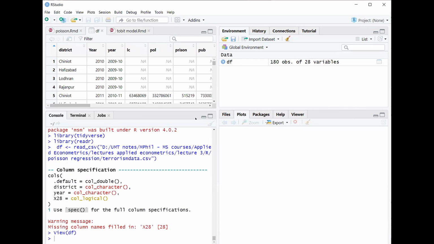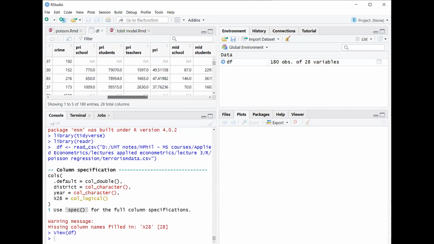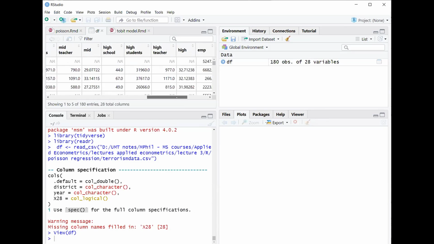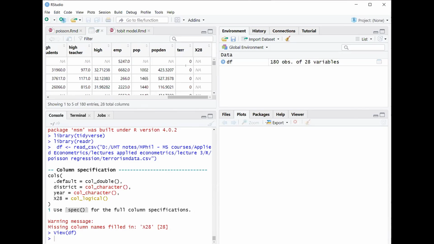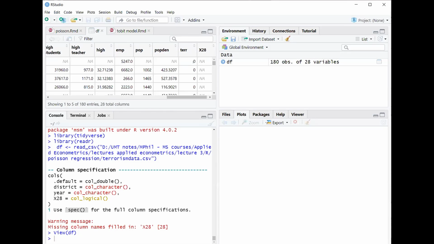So in this data file, you can see here the names of districts, year, and the variable. Here the variable that is relevant is this TERR. This is the number of terrorist victims. Since it cannot go into points, it is following a Poisson distribution. So let me go back.